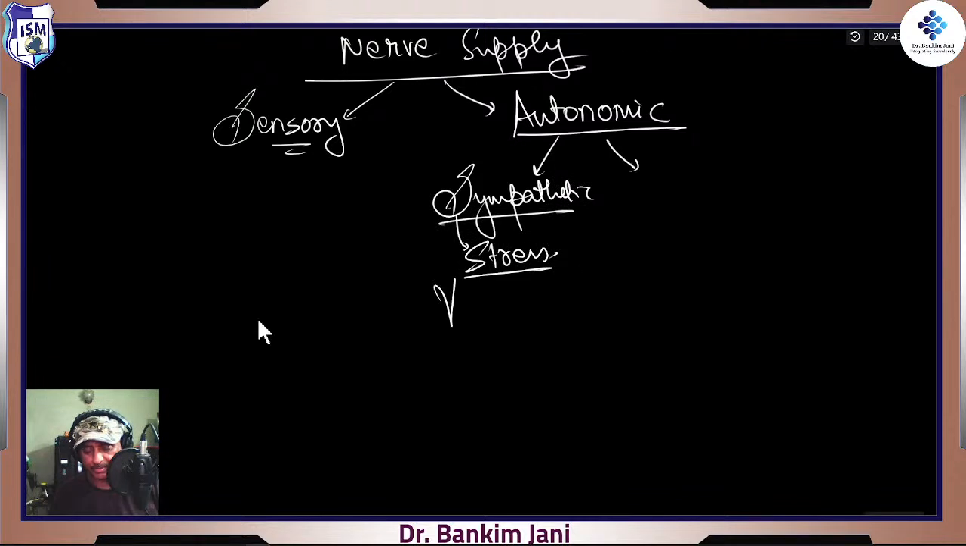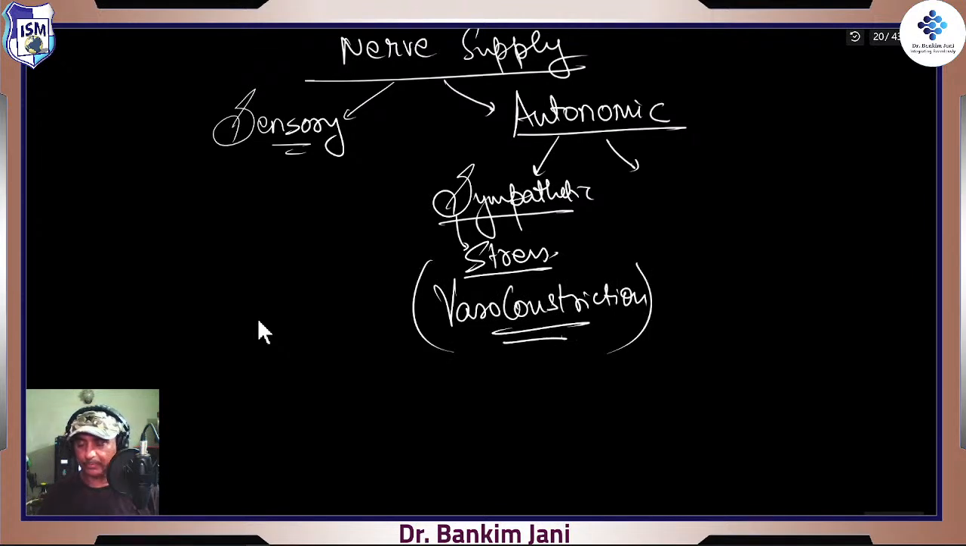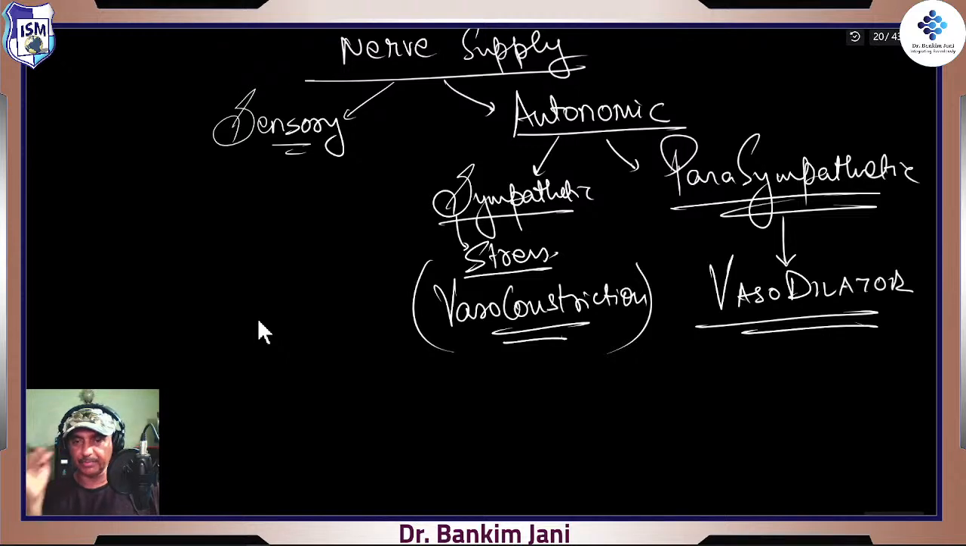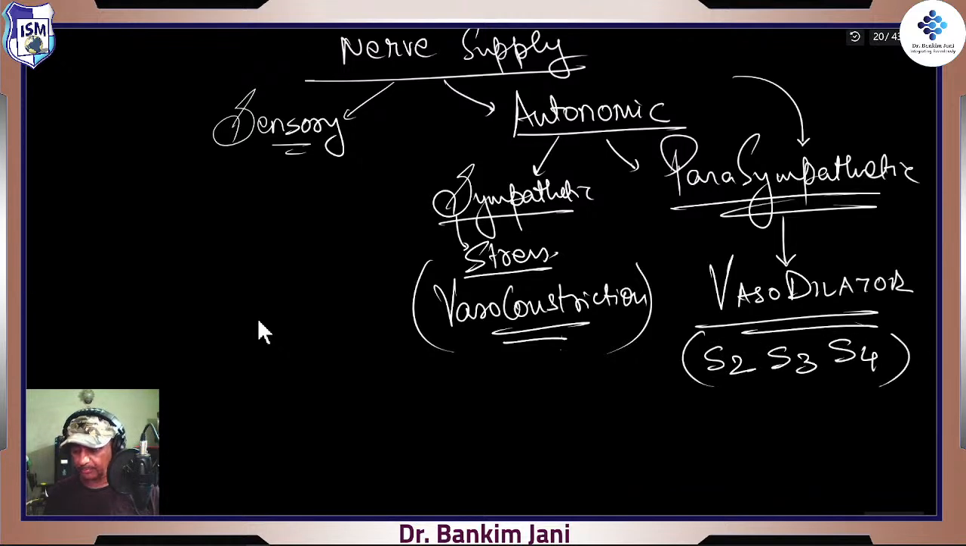Whenever there is stress, what happens? It leads to vasoconstriction. Over here, when it comes to erection, it is vasodilation, right? So that's why it is parasympathetic. It means this is a completely automatic phenomenon. So over here, they are the vasodilator. People go into severe depression because of one or other stress, that leads to vasoconstriction, and that leads to destruction of entire life. That's the reason this parasympathetic is so important. Vasodilator, this is S2, S3, S4. This is the root.